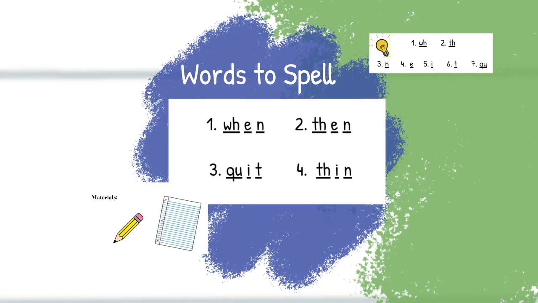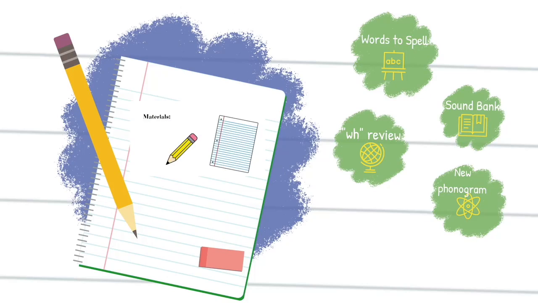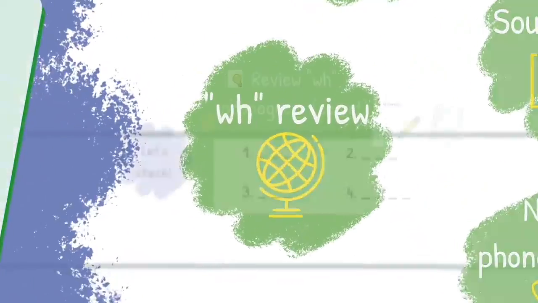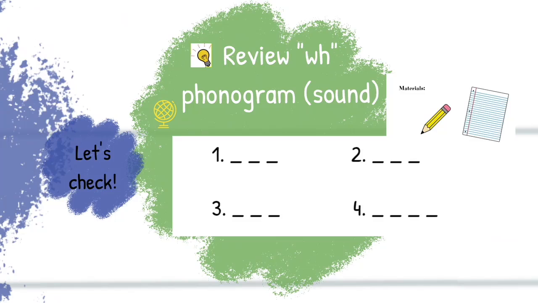Here is what you should have had as you wrote. Now, if you thought you heard me say something different, the first thing you need to check is your sound bank, okay? Is the sound that you wrote even in the sound bank? If it's not, that's your first clue. Oops, that's not right. Because if it's not in the sound bank, it's not going to be in the word as you spell it.